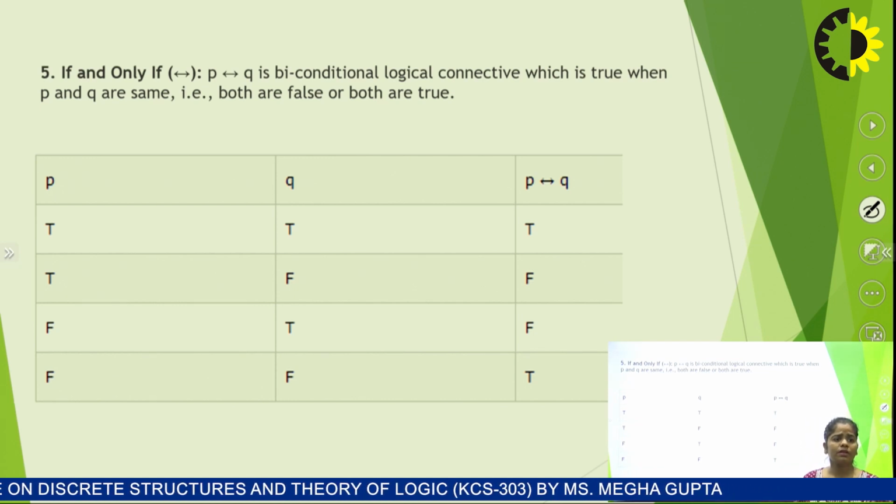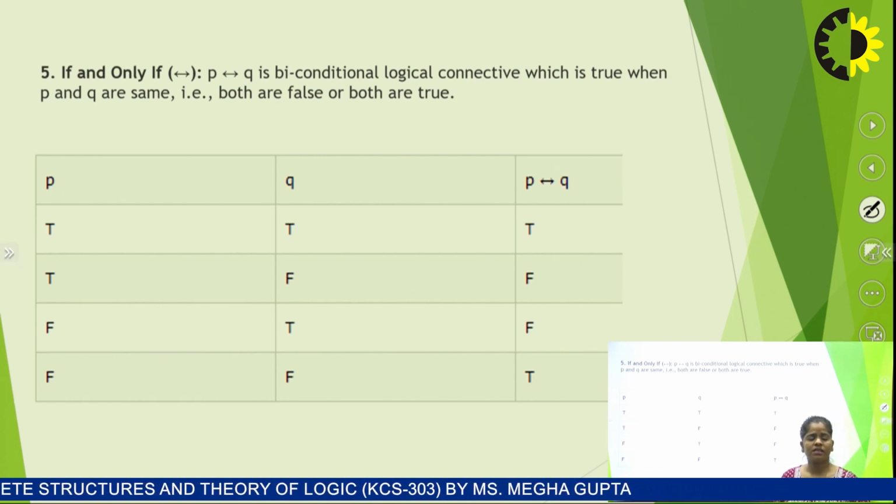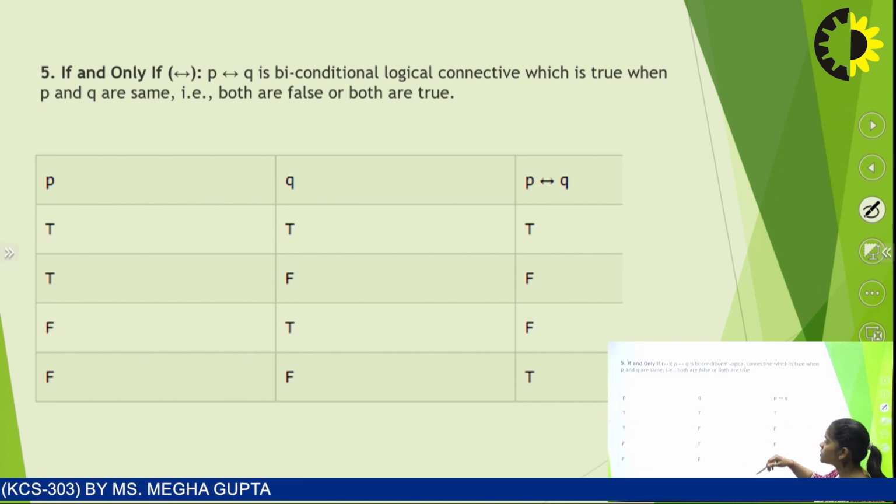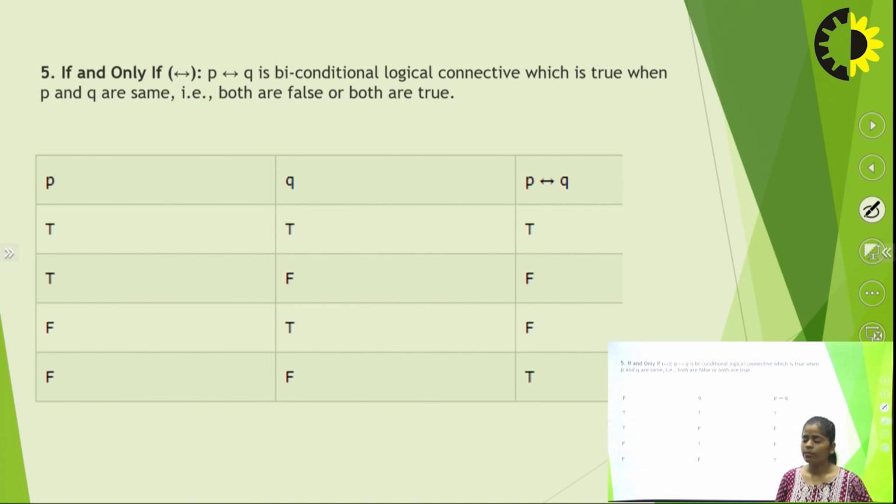Now come to the fifth, that is the biconditional statement. This biconditional statement represents the if and only if relationship. If and only if relationship means if both the values are the same, then the output will be true. Means if both values are true or both false, only in that case we get true as an output, otherwise we get false as an output.